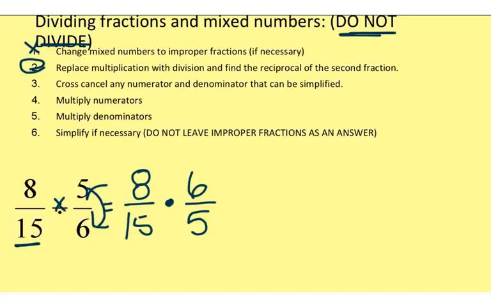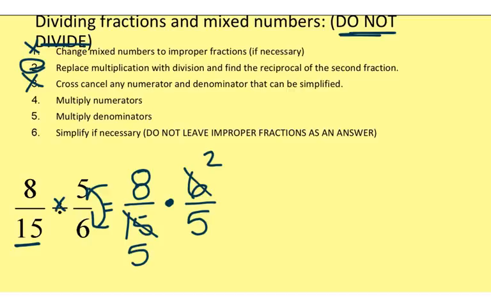Now it's a multiplication problem. We go back to our multiplication steps. Cross cancel if we can. All right, so 8 and 5, those two we cannot cross cancel because there's nothing to reduce them by. Remember, this is not cross multiplying, it's cross canceling. We're making them smaller. 6 and 15 can both be divided by 3. So 6 divided by 3 is 2. 15 divided by 3 is 5.